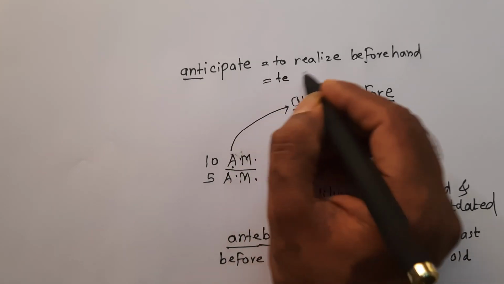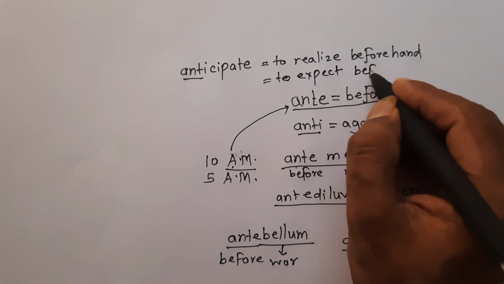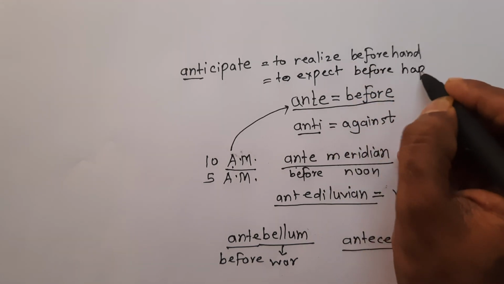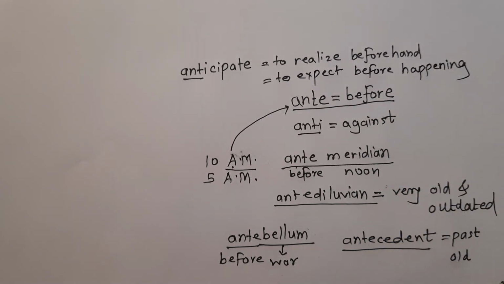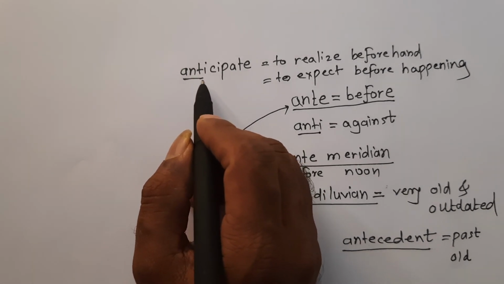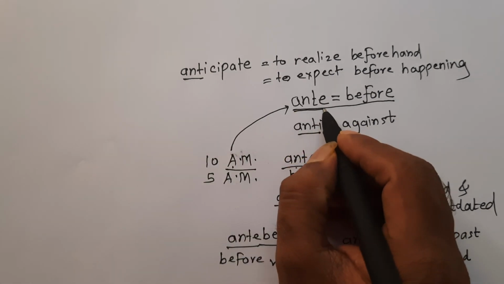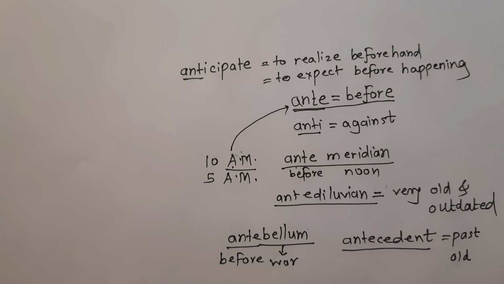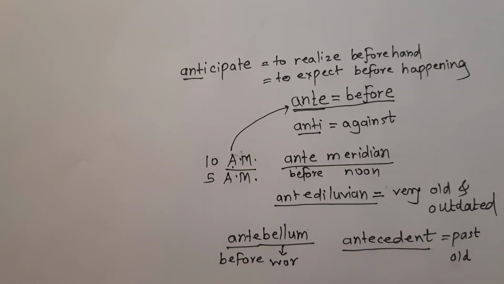So you expect something before it happens. That is anticipate. So interestingly, anticipate starts with anti, but it has nothing to do with anti, against. In fact, it has to do with ante. Anticipate means to realize beforehand. Right. So this is how this particular root is found in different words. I have given you a few examples. In fact, there are many examples having ant as part of the word.